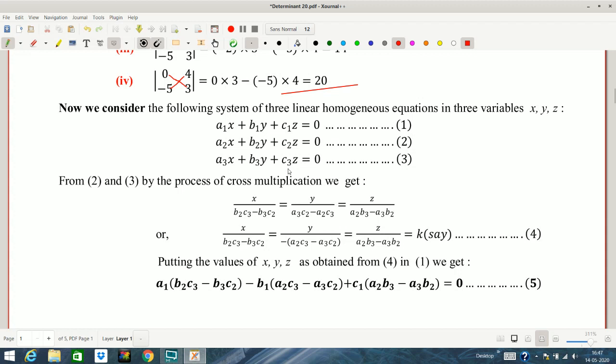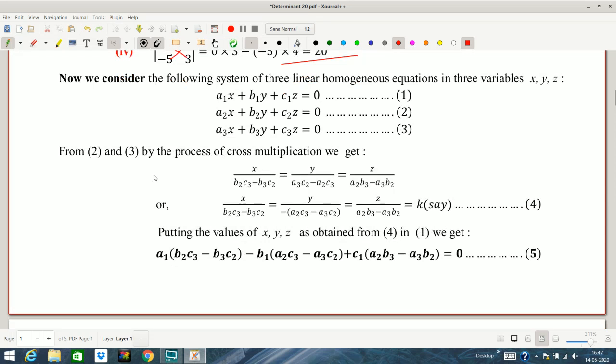All may be non-zeros. Now, from the equations number 2 and 3, by cross multiplication process, we get x by, y by, z by. This process we have learned in class 9. Still, let us see again. X by, when we write x by, we ignore the first column here. Then b2c3 minus b3c2, x by equal to y by. When we write y by, ignore the second column.